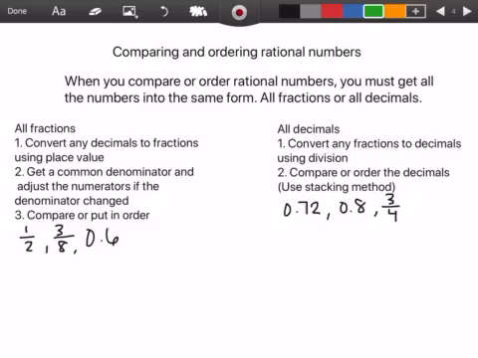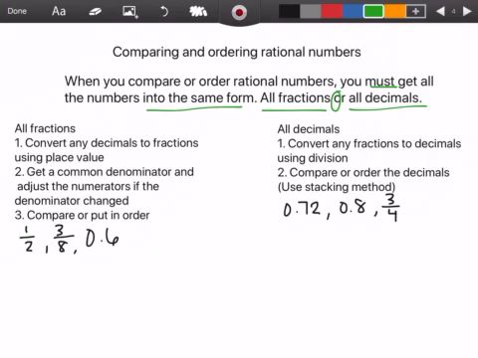Second video is on comparing and ordering rational numbers. The rule for comparing and ordering rational numbers is that you must get all the numbers into the same form. You either pick all fractions or all decimals. Okay, we cannot compare numbers that are in different formats. They must be in the same form.